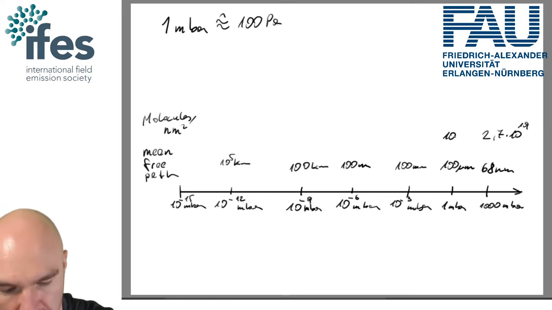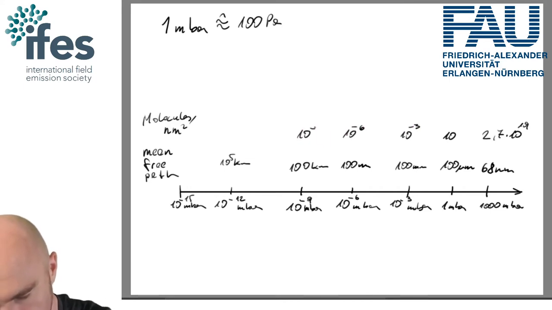So we have about 10 per square nanometer. So that's a lot. That's in equilibrium, by the way. That's not per second or something like that. That would be in equilibrium. And then at 10 to the minus 3, obviously, would be 10 to the minus 3, 10 to the minus 6, 10 to the minus 9, and 10 to the minus 12.